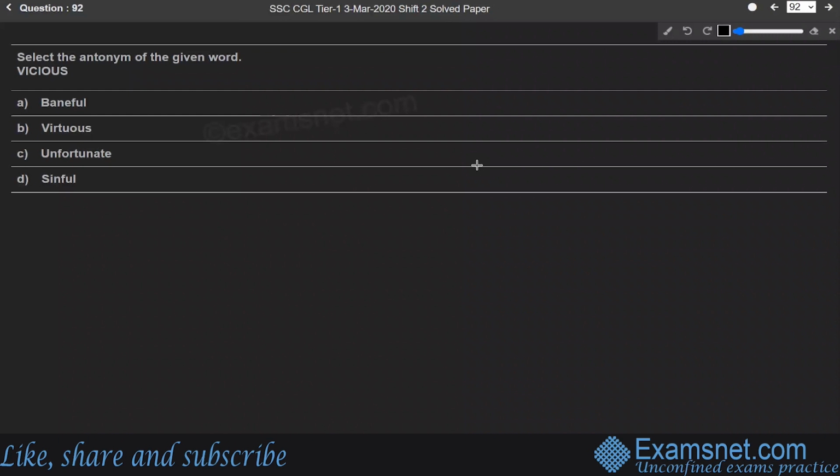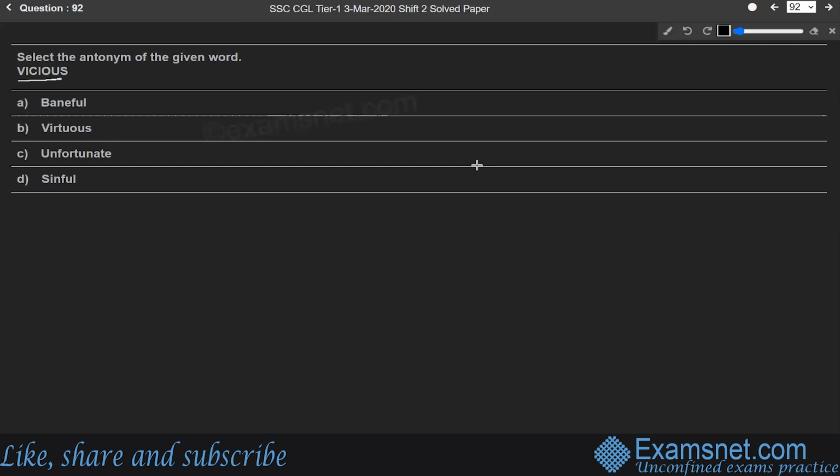Next question is, select the antonym of the given word. The given word is vicious here. What is antonym? Antonym is basically a word that means opposite to any other word. So we have to find the word that means opposite to the word vicious. But to find that word, we first need to know the meaning of the word vicious. If we know the meaning of the word vicious, then only we can find the word that is opposite to it, right? So first let us have a look towards the meaning of the word vicious.